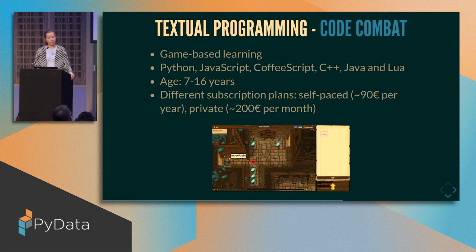In Code Combat, students learn real Python, JavaScript, or any of the other languages here by playing a game from beginning to end. It's available in many countries, so many languages, but it is not for free. So you have different subscription plans. You can do self-paced learning or guided learning. They say that you can start already with 7 years of age. I find that a bit early, especially because it is textual programming from the very beginning. But it seems they have students that start as early as that. You can see again that kids are very different in what they can do at different ages.